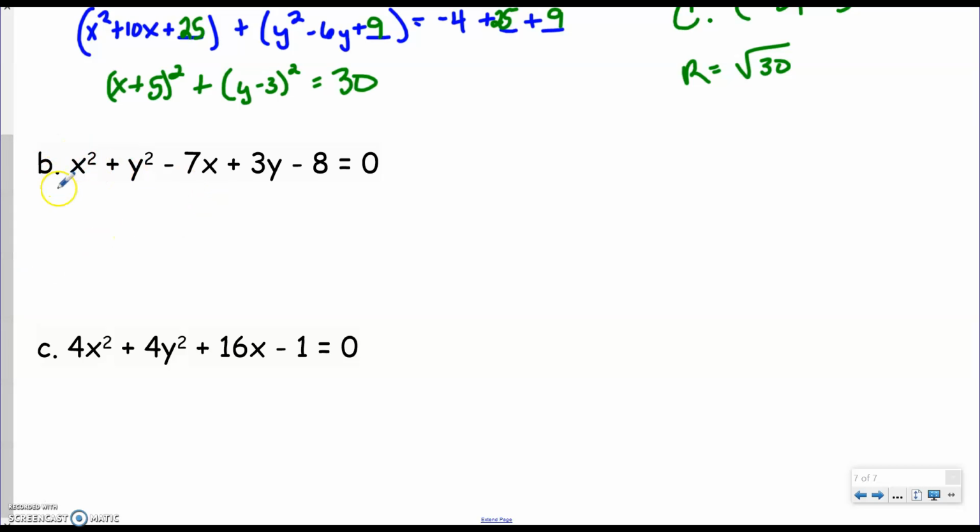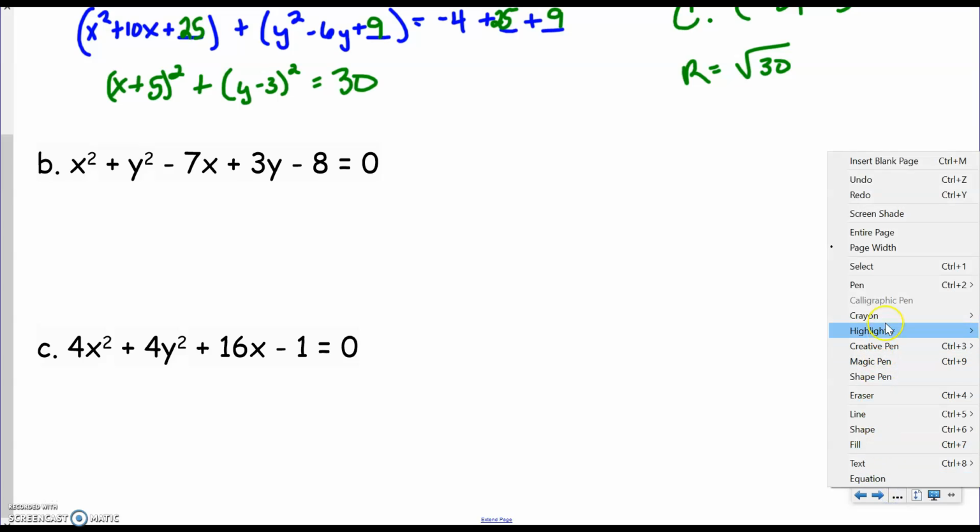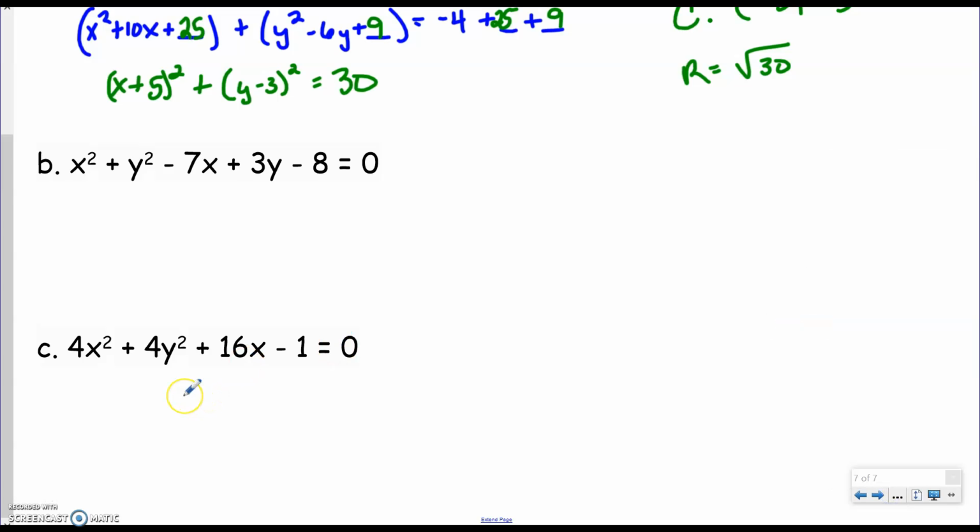I want you to try B, and then hit pause. And when you come back, I will have the answer up there so you can check it. Actually, I'll show all the steps as well. But go ahead and hit pause and try this on your own and see what you can do from there.